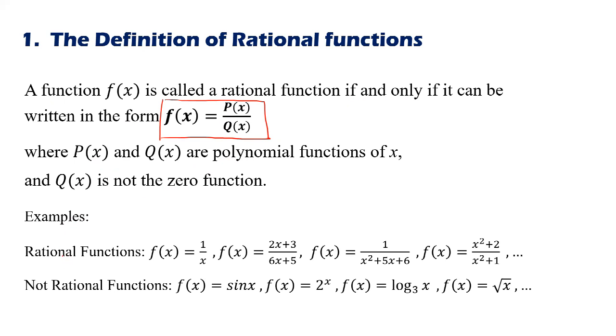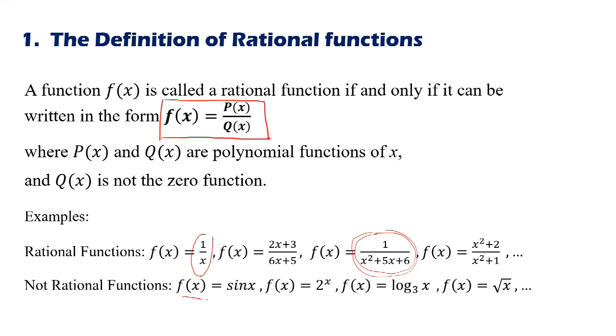For example, the following functions are all rational functions. 1 over x, 2x plus 3 divided by 6x plus 5, and the reciprocal of some quadratic function, and x squared plus 2 over x squared plus 1, etc.